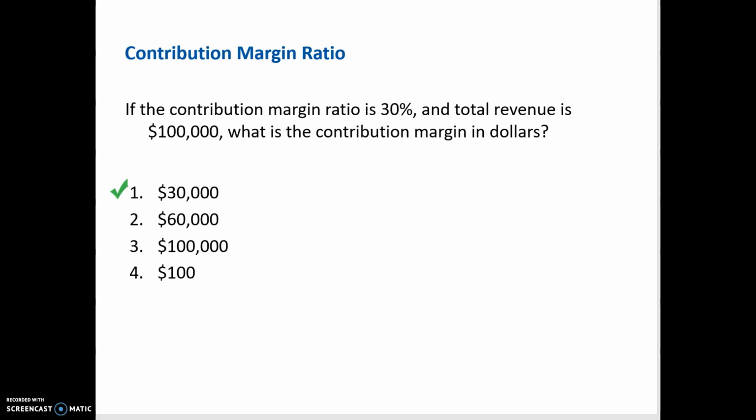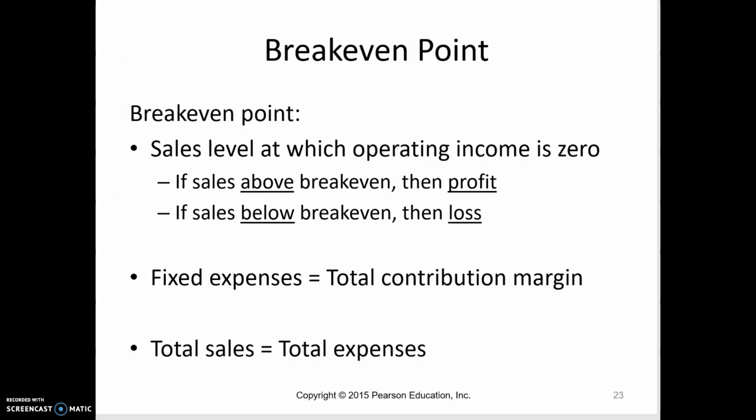So now that we have these relationships, we can talk about break even. Break even is a sales level where your operating income is going to be zero. No profit, no loss, right? So we are just completely covering our expenses. Basically our fixed expenses need to equal your total contribution margin.